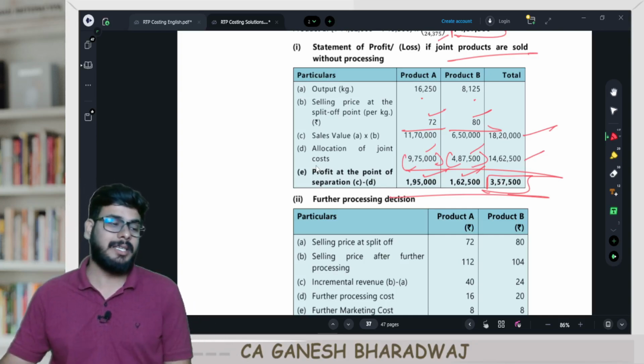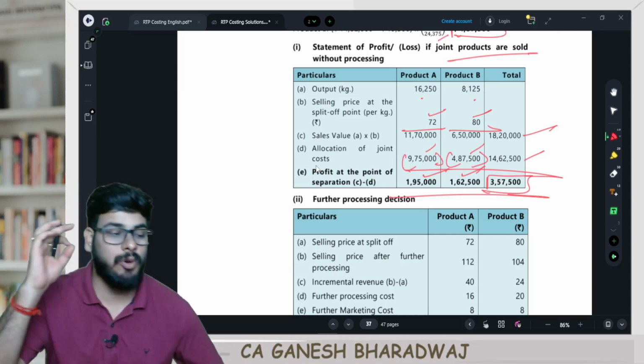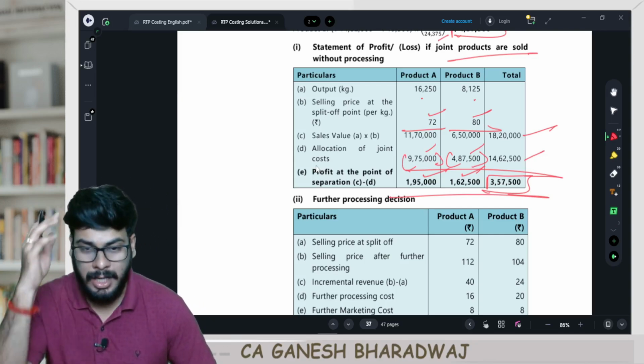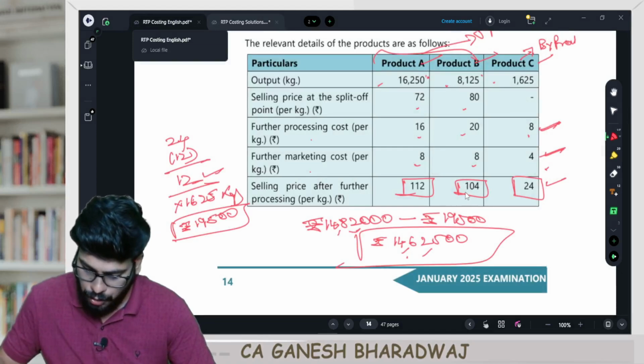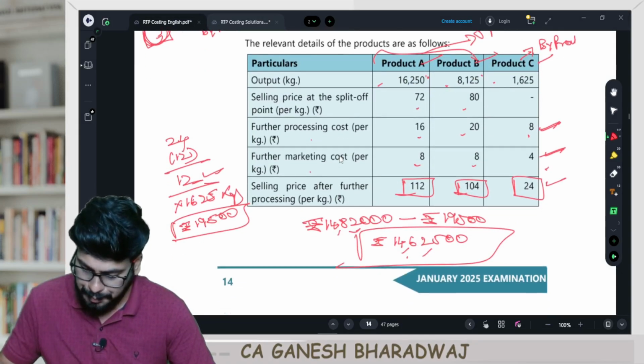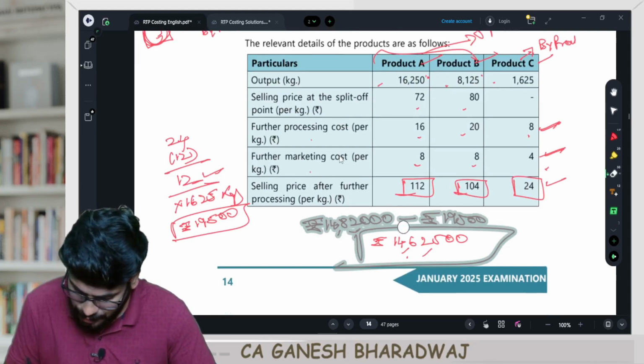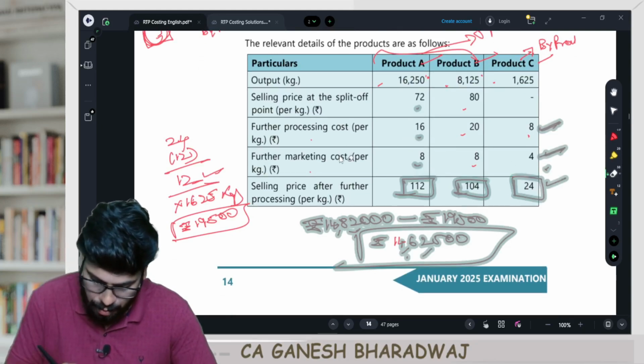Now, what have they asked? This part is regarding only product A and product B. What is it? Should I further process or not? Now, read the question here. Should I further process or not? Now, I am erasing all of this. I'm erasing all of this.